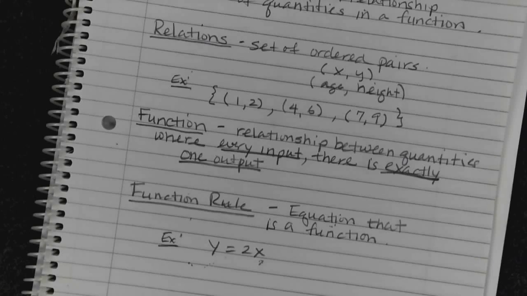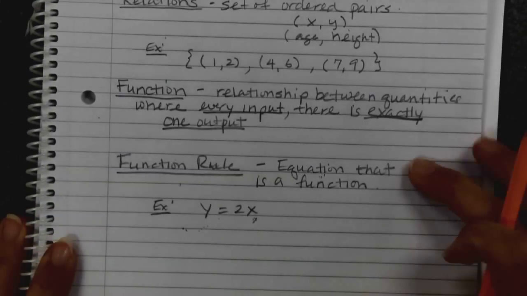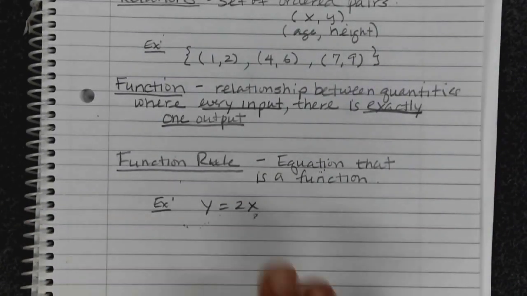See, in this one, I had x equals 1. There's 2 y values. At x equals 0, guess what? There's 2 y values. So not a function. This is a function. So everybody understand the difference between what is a function and what is not a function? So not every equation is a function. So a function rule is an equation that is a function. So that's right there. Okay?